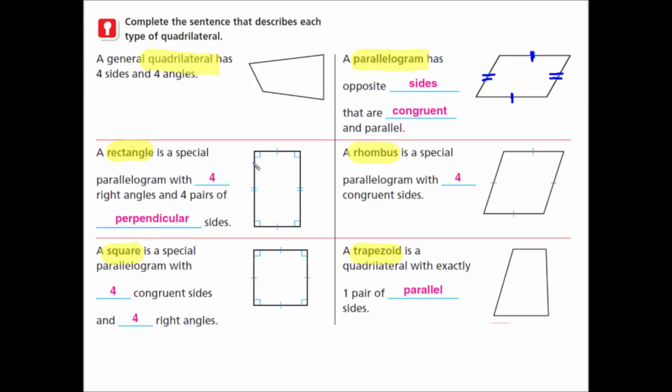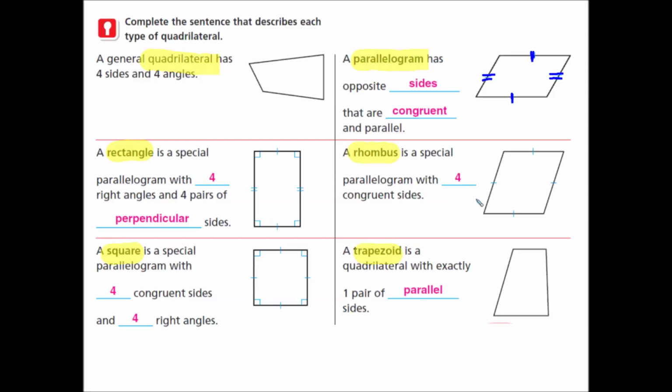Now, a special type of parallelogram is called a rectangle. It's just a parallelogram that has four right angles. Doesn't matter if the sides are the same. Well, the opposite sides, of course, need to be the same because it's a parallelogram, but these adjacent sides don't need to be the same. Four right angles and four pairs of perpendicular sides, well, that basically means the same thing. These two sides are perpendicular. They make a right angle. And these do, and these do, and these do. So basically a rectangle is a type of parallelogram with four right angles.